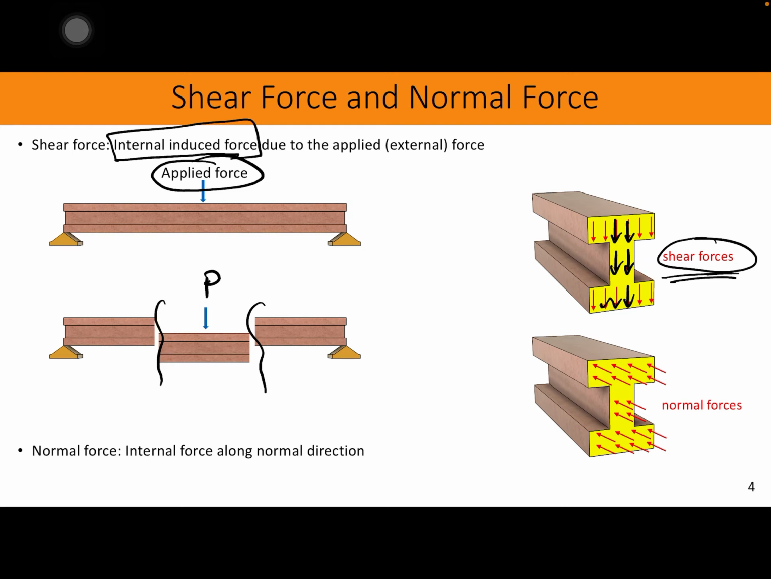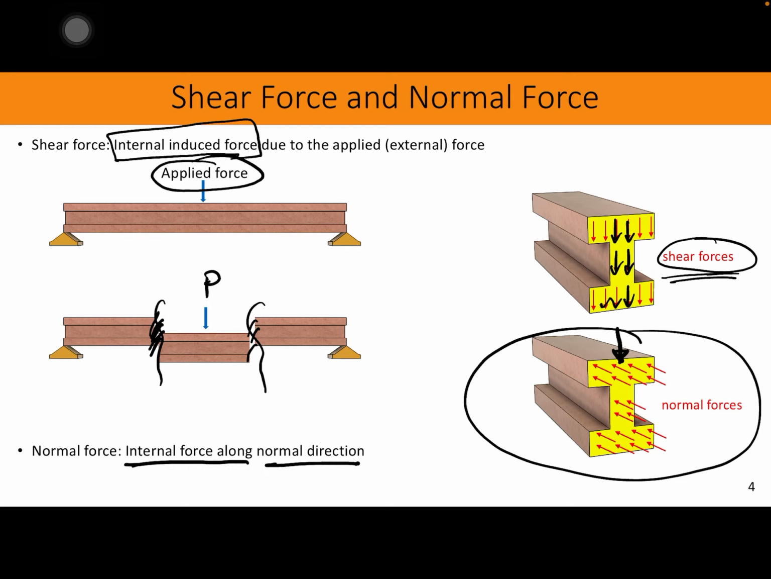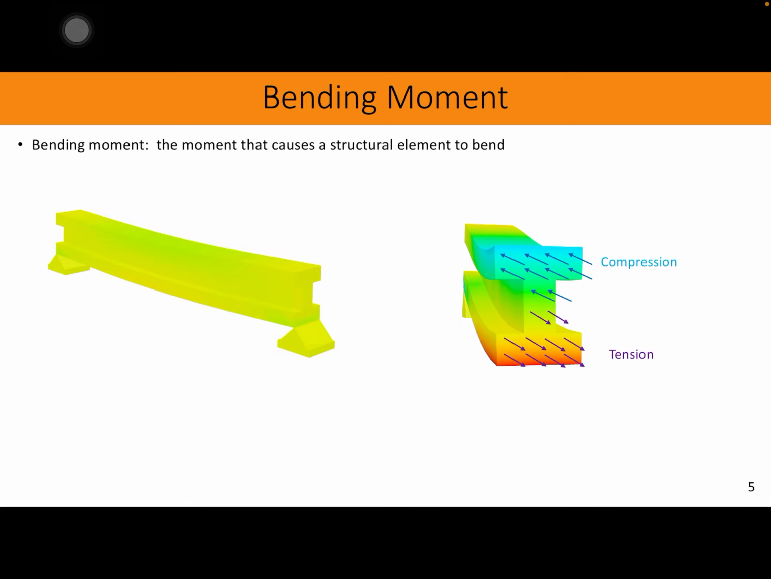There is another force which is called normal force, and normal force is nothing but the force induced on the plane perpendicular to that applied force. If you look at either of these cross sections right here, just like this one, then you can see that normal force is acting inward, right? Acting inward, which is perpendicular to that applied force. So the normal force is nothing but internal force along the normal direction. Again, normal force and shear force are both internally induced forces due to that applied force. The only difference is shear is acting along that applied force and normal force is acting perpendicular to that applied force. Okay. So the next thing is the bending moment.